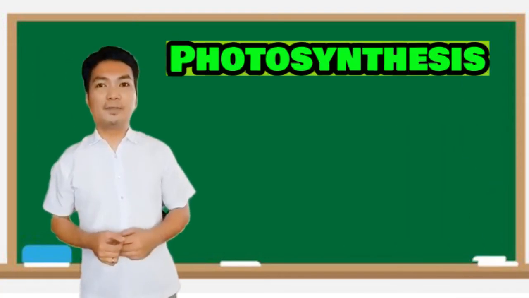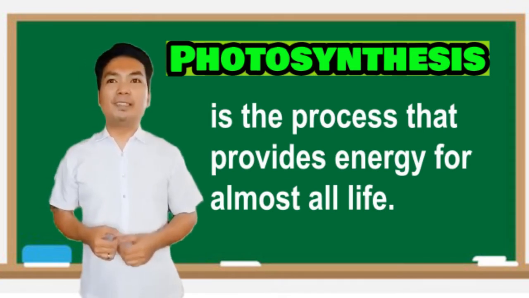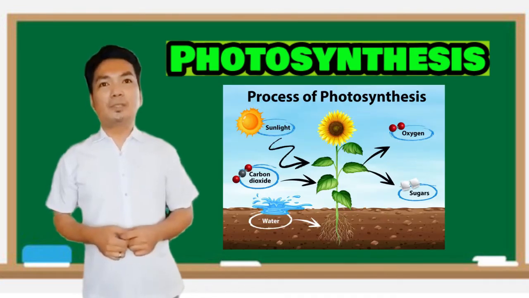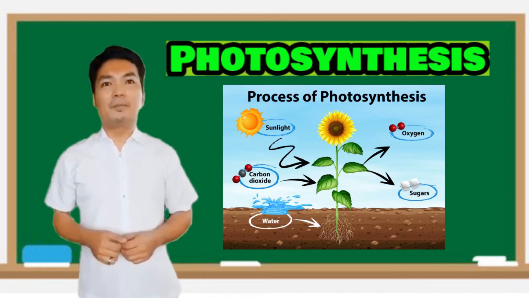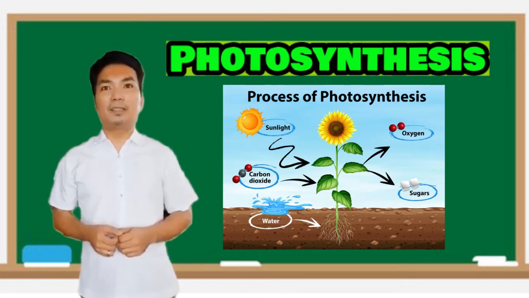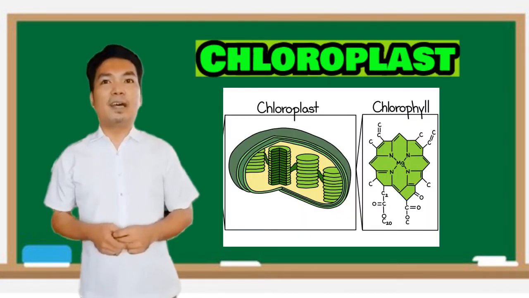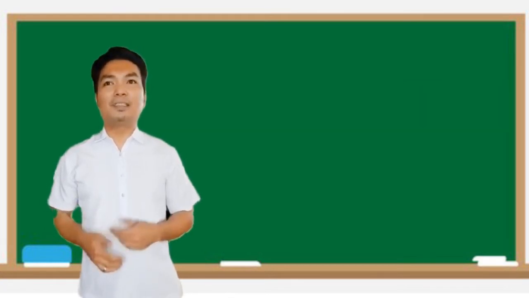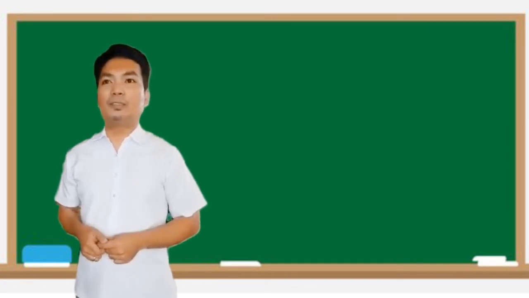Let us discuss first the process of photosynthesis. Photosynthesis is the process that provides energy for almost all life. During photosynthesis, autotrophs use the sun's energy to make carbohydrate molecules from water and carbon dioxide, releasing oxygen as a byproduct. Photosynthesis occurs in the chloroplast of plant cells and algae and in the cell membrane of certain bacteria. So the process of photosynthesis can be summarized by the following equation.